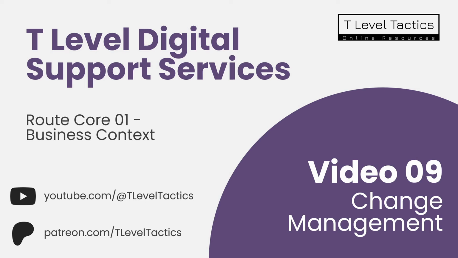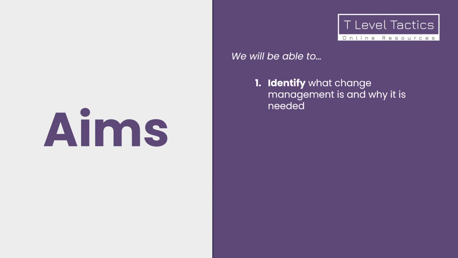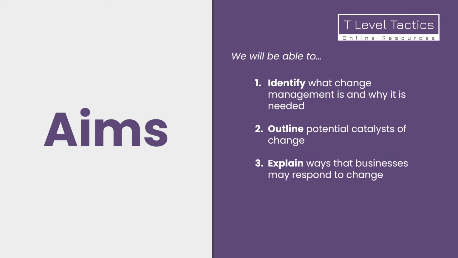We're still looking at Root Core 1 business context, and we're on to our 9th topic, which is change management. And if you've been following along with all the videos up to now, we're roughly about halfway through this unit. In this video, we're going to take a look at what change management is and why it's needed. We're going to outline some potential catalysts of change, and explain ways that businesses might respond to that change.